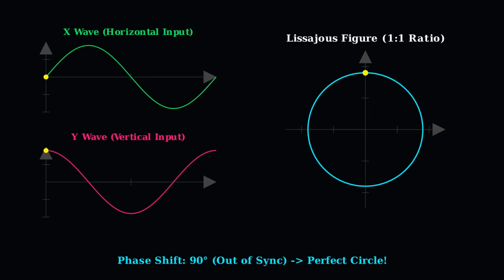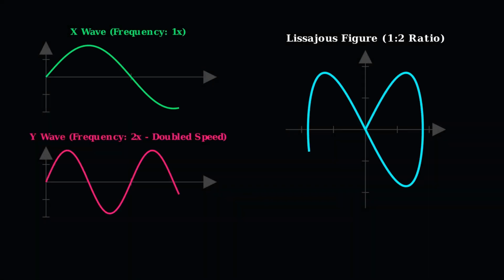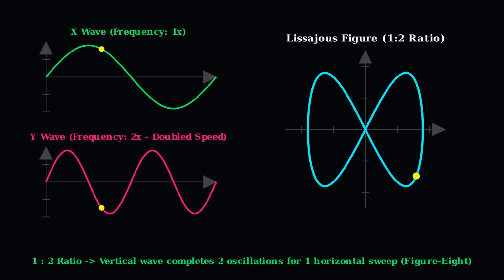Now, let's double the vertical speed to make a 1-to-2 ratio. While the dot completes one horizontal sweep across the screen, it goes up and down twice. The path crosses through the center, forming a classic figure 8 or infinity loop.